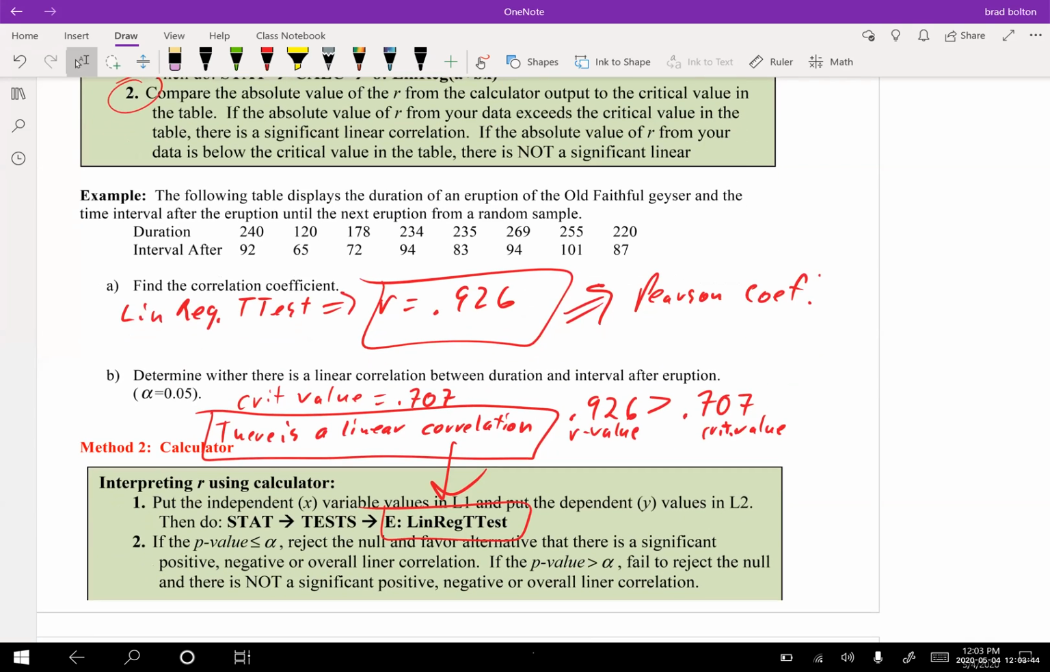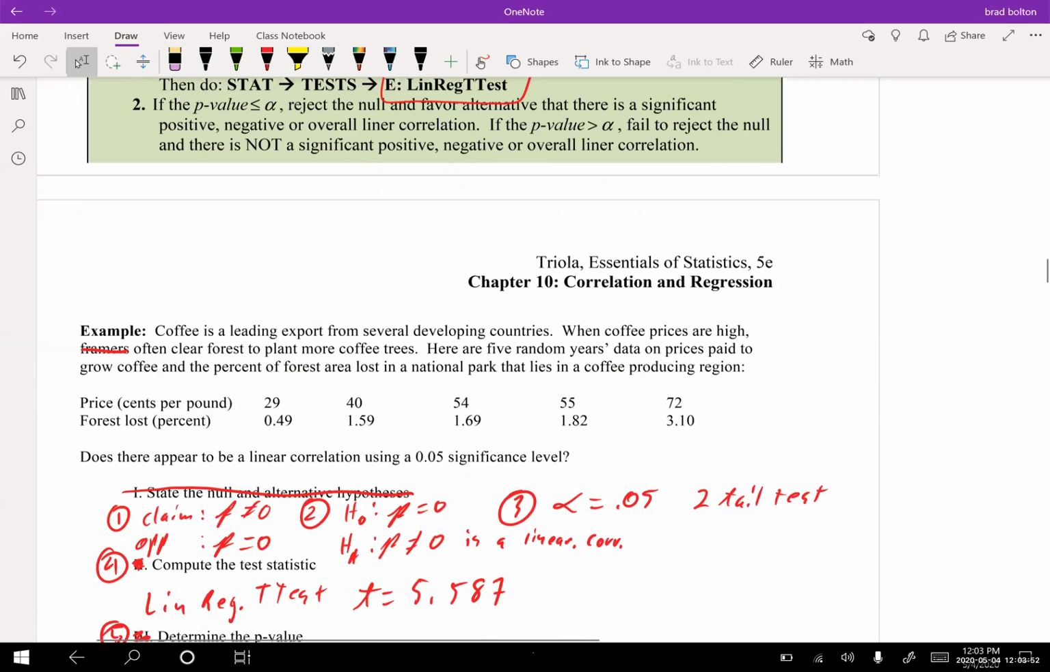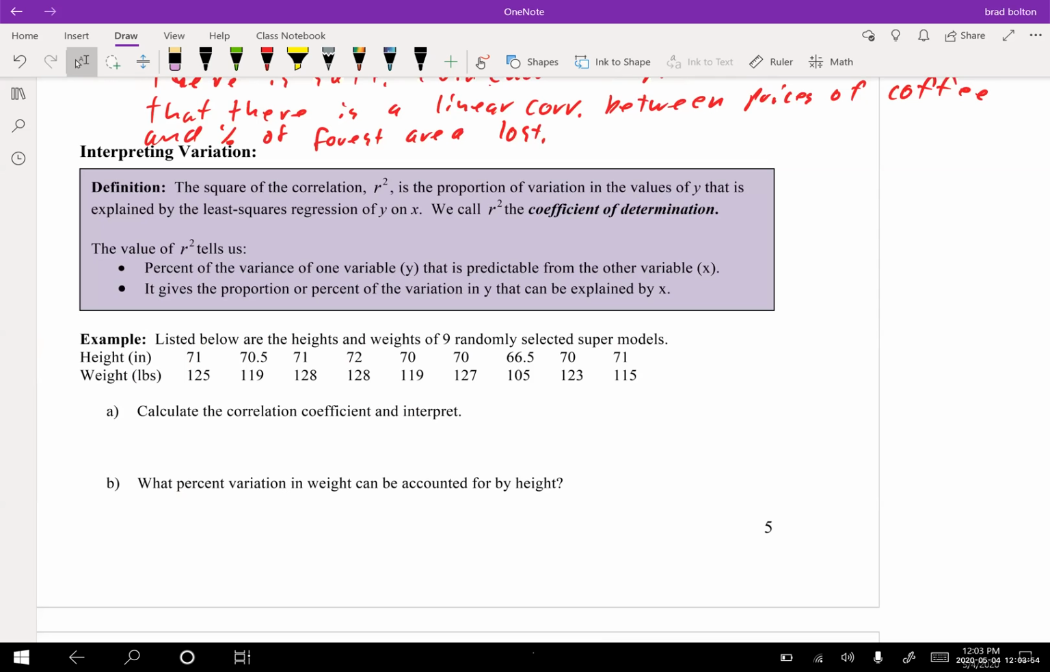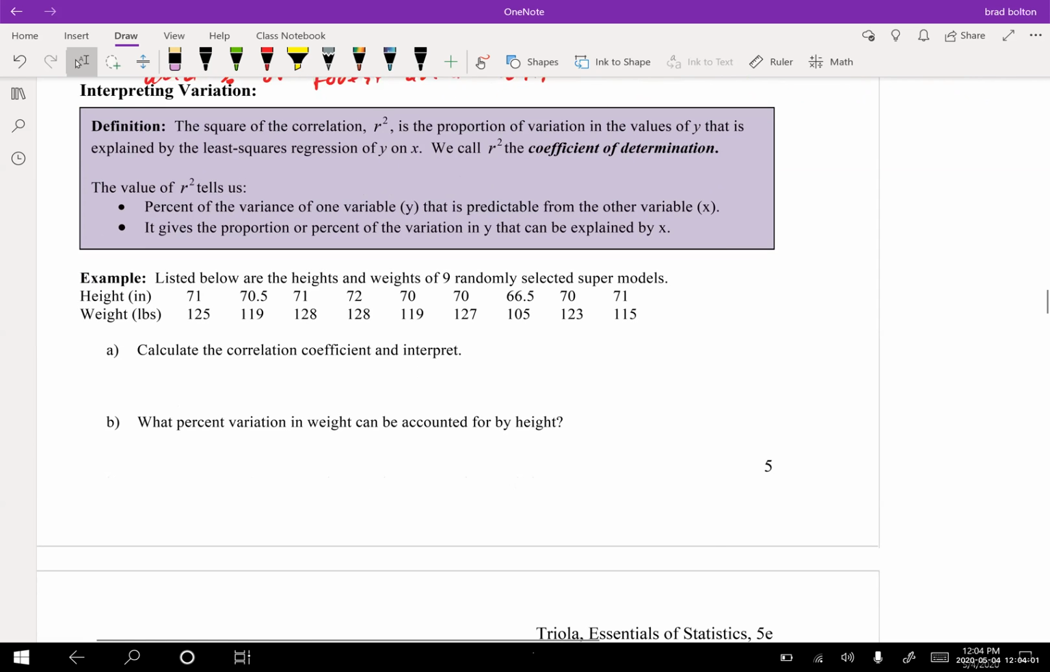Okay, and again, you're only supposed to be using this if there already is, through visual inspection, a linear correlation. Because even if you do a problem that's not linear with a linear correlation, it'll still give you values. The calculator will still try its best to give you a regression line and everything like that.